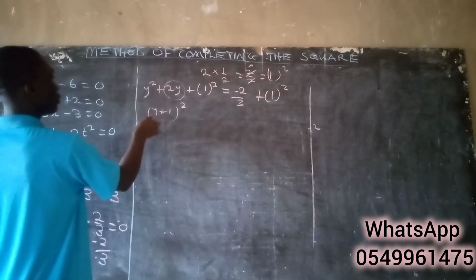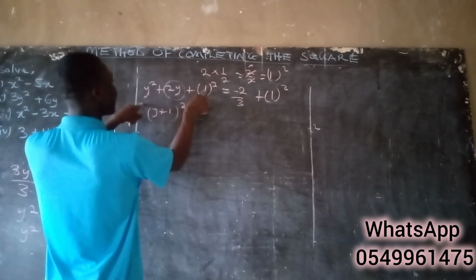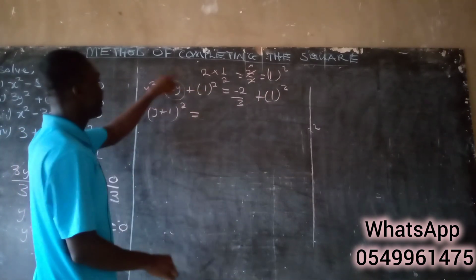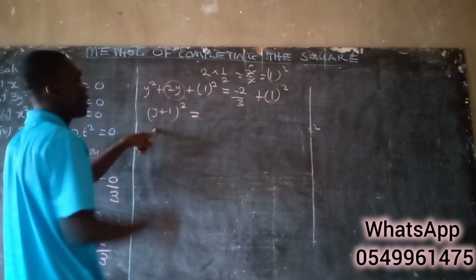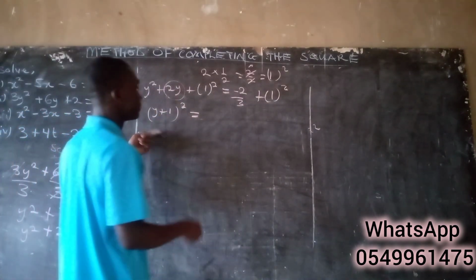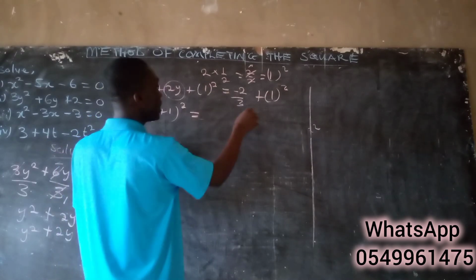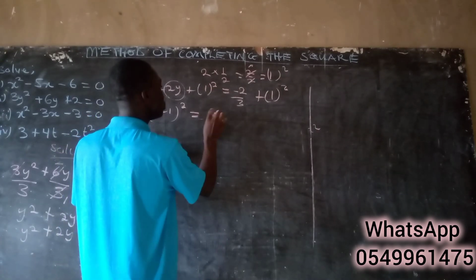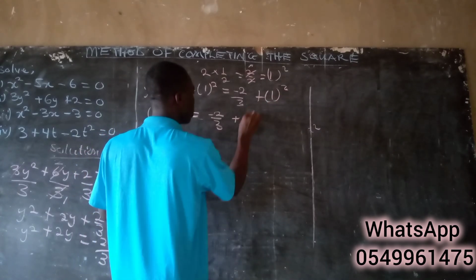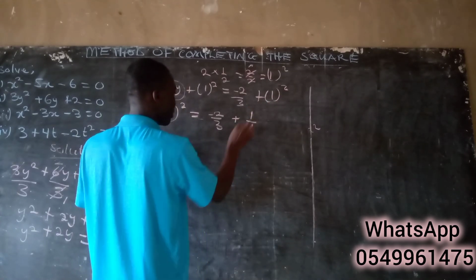So we have y plus 1 all squared, because they have squares, is equal to, so when you omit this one and write this, when you expand this bracket, you get this one back. So they are the same thing here. It's equal to negative 2 over 3 plus 1 squared gives us 1 over 1. So 1 over 1 is still 1.